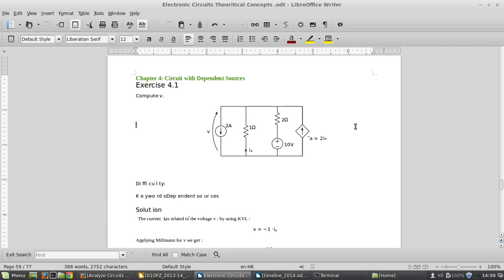Welcome back to our new session of electronic circuits theoretical concepts. For today, let's investigate dependent sources in circuit analysis. Today we are just dealing with some exercises. We are trying to analyze circuits having dependent sources.